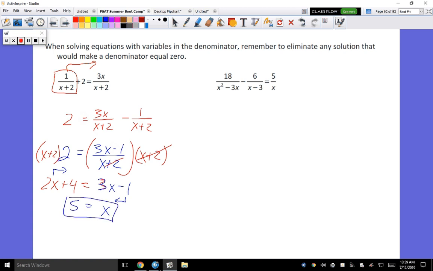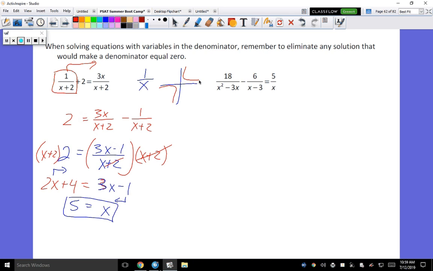X is equal to 5. Do I have to check my answer, yes or no? I do. So it's 1 over x, because my parent function is this. And the domain is not what? All real numbers. So I have to check my answer.